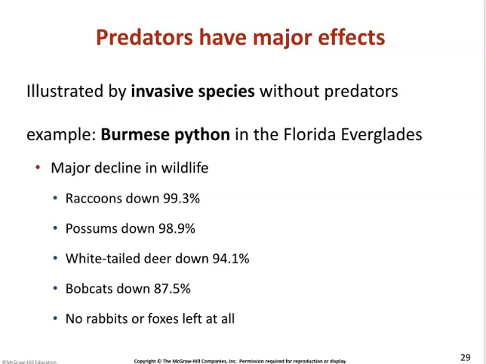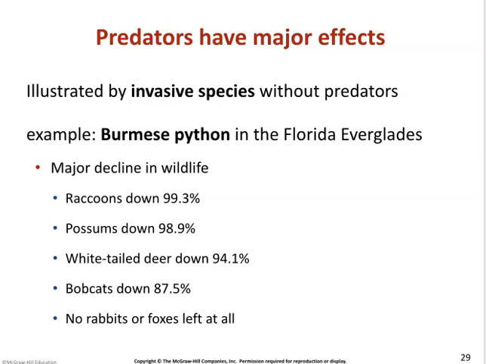Predators can have major effects as well, and we see this with invasive species. When there's no natural predator to an invasive species, it will take over the habitat. The Burmese python was introduced in the Florida Everglades, and the rodents and different species and organisms found in the Everglades, we see the Burmese python now taking down.